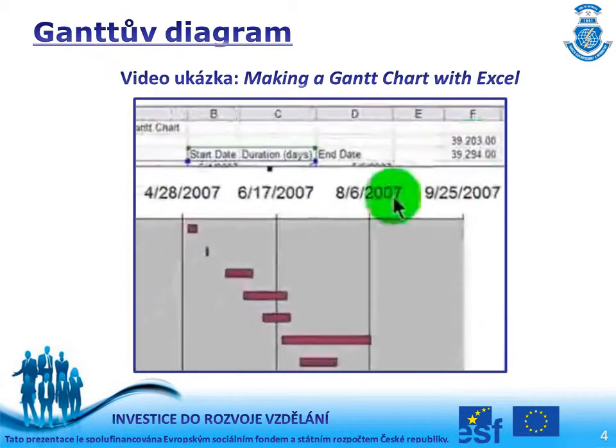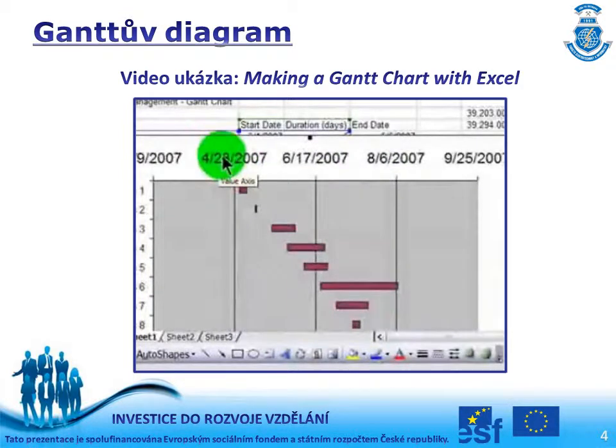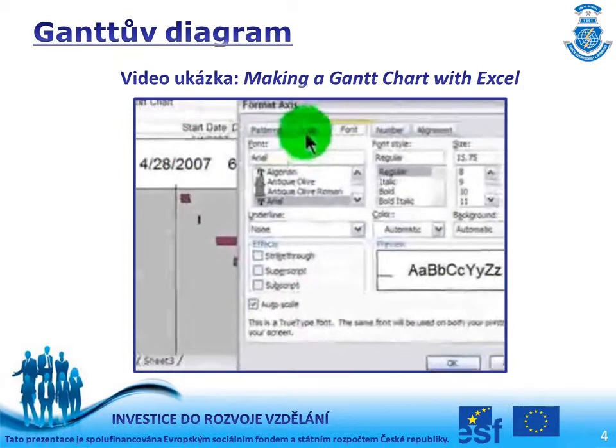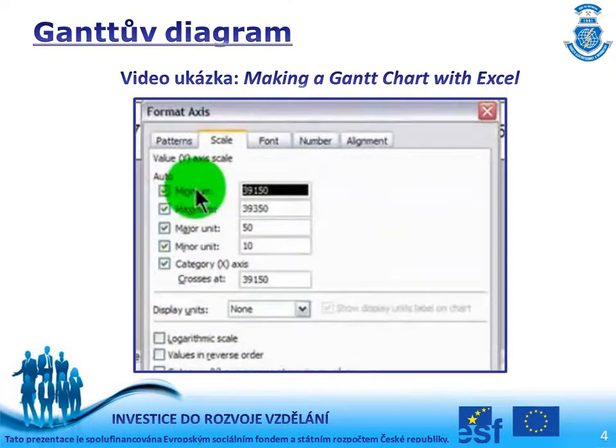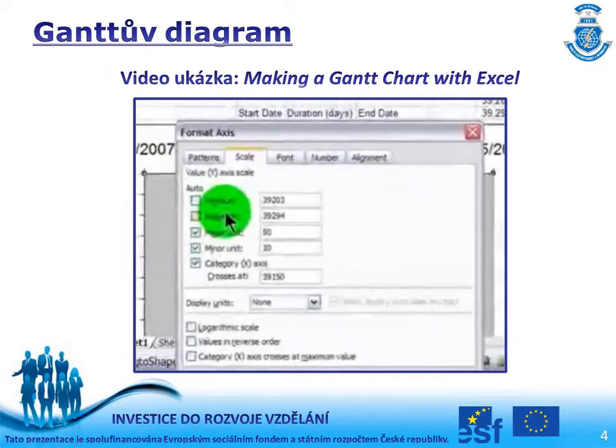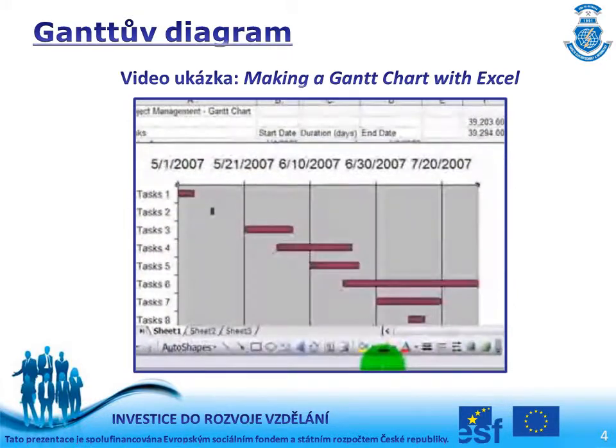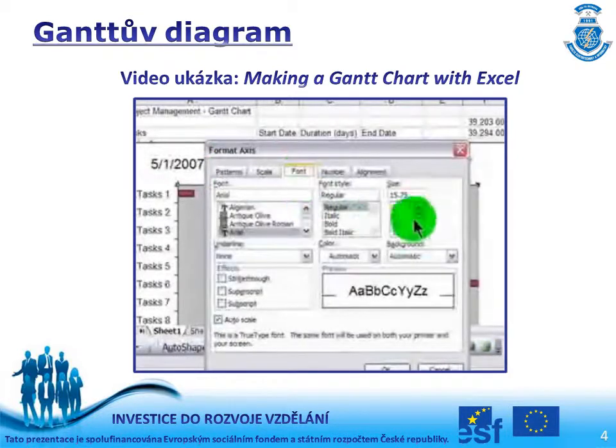So this is really the date range that I want. So I will double click on any of my value axes, go to scale, and my minimum will be 39,203. My maximum, 39,294. Okay. Now I get a little bit more information. Let me reduce the font a bit, make it easier to see.